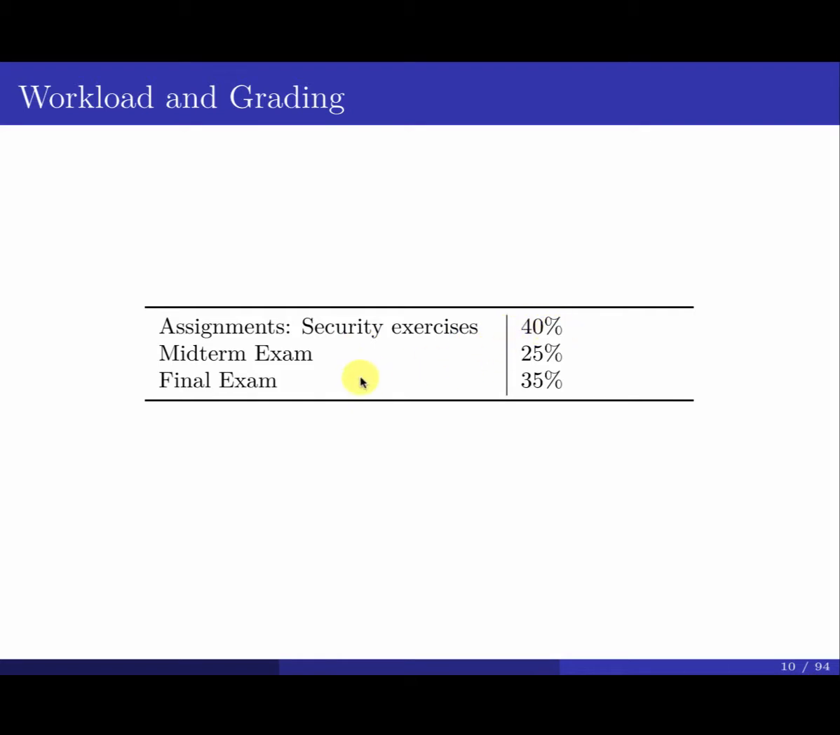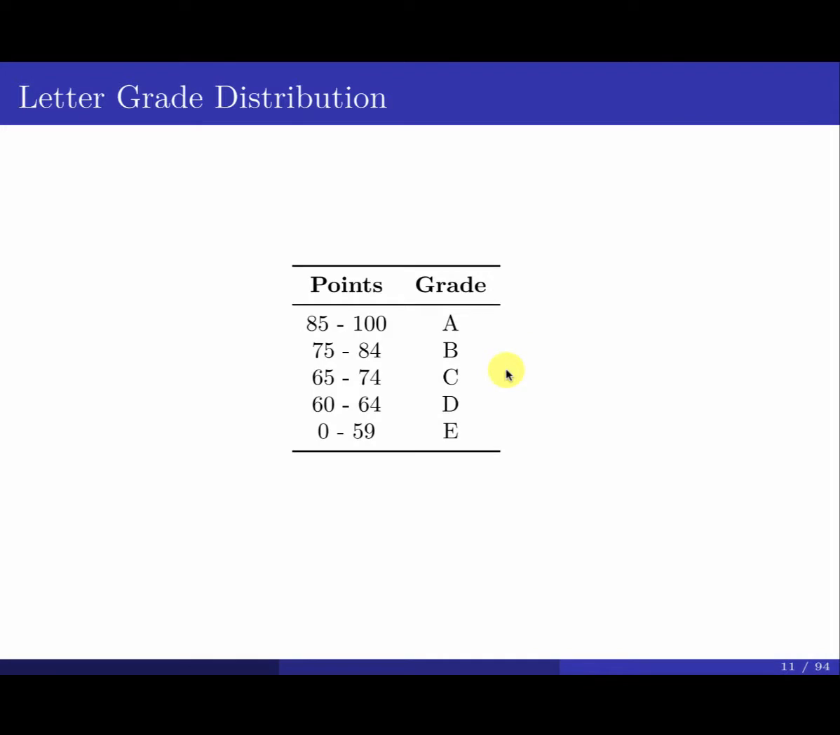You see that the assignments, which are only security exercises, are worth 40%. The midterm exam, 25%, and the final exam, 35%. It's easy to get an A in my class, okay? As I mentioned, it doesn't hurt me if everyone gets an A. It hurts actually if no one gets an A, of course. So I'm curving the grades at the end, adding a few extra points to all the students.